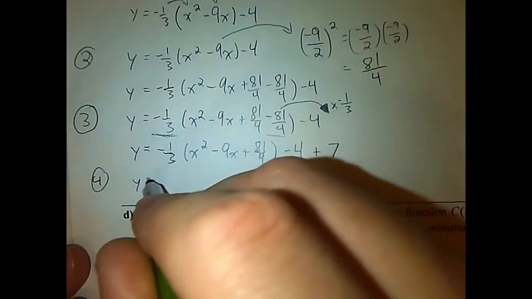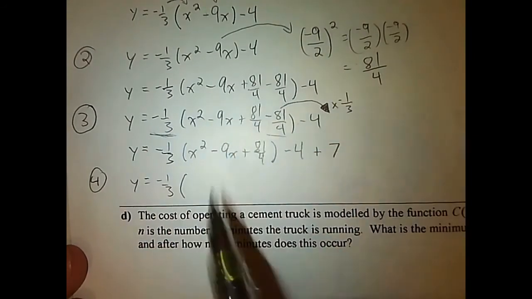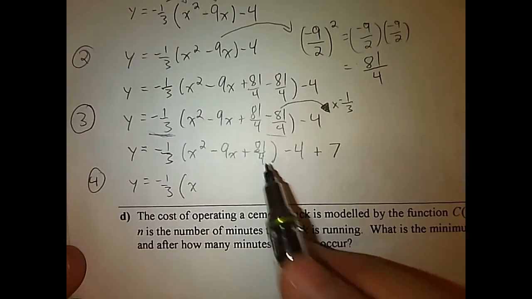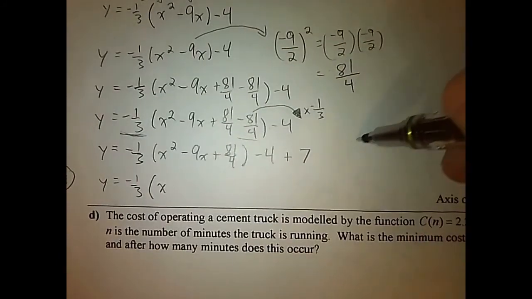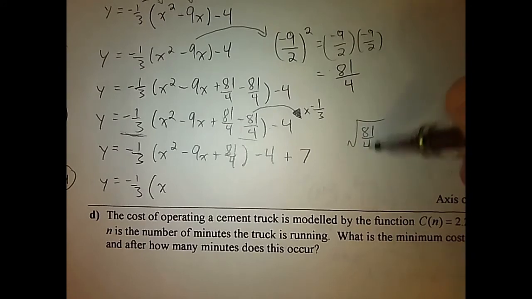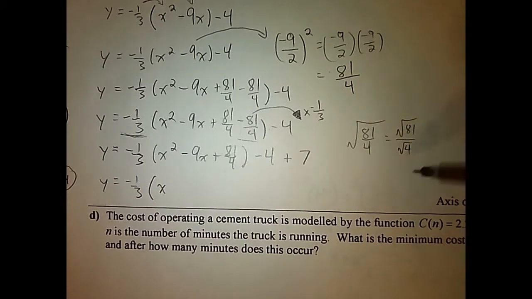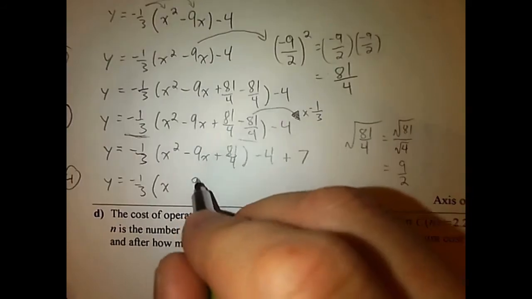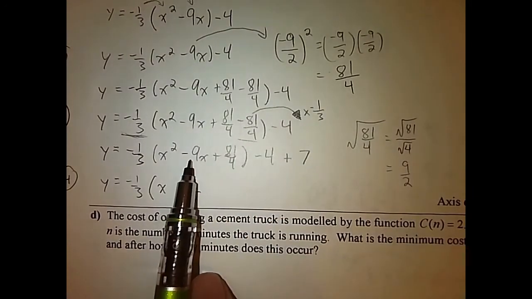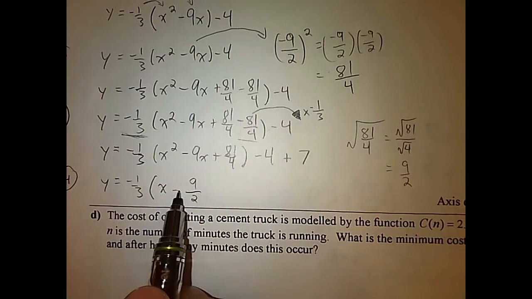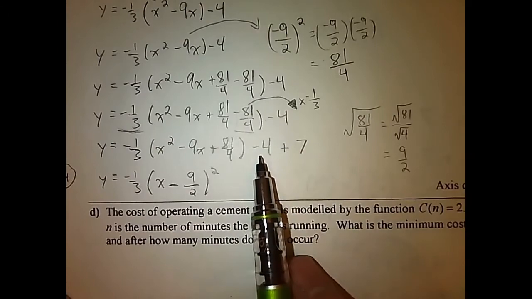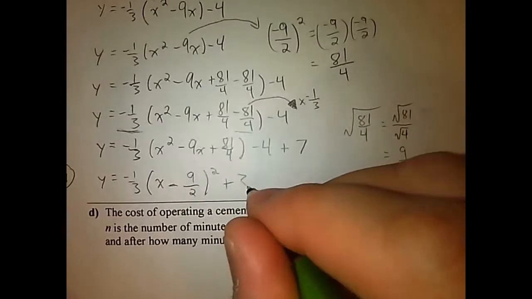So I'm going to simplify that. What's the square root of the first term? x. Square root of the second term? Well, let's do it on the side. If I find the square root of 81/4, that's the same as the square root of the top and the square root of the bottom. It's going to be 9/2. So I'm going to have 9/2 here. The middle term is negative, so this will be a minus, so minus 9 over 2 squared. And then simplify these two. Negative 4 plus 7 is 3.